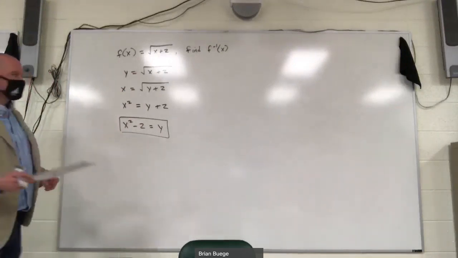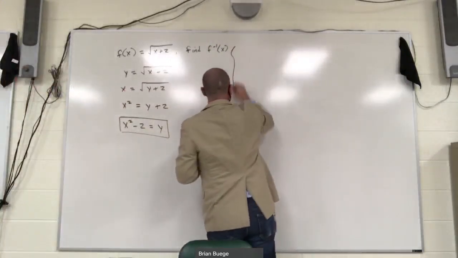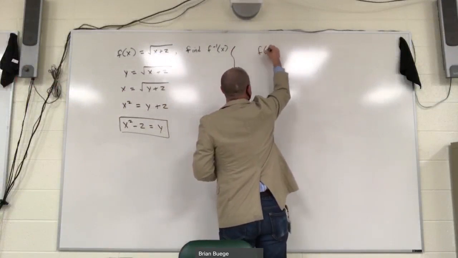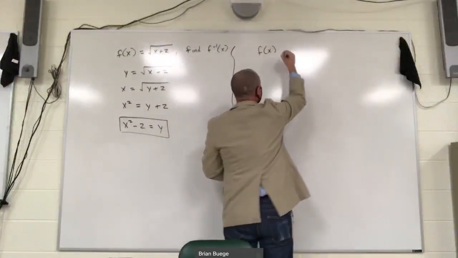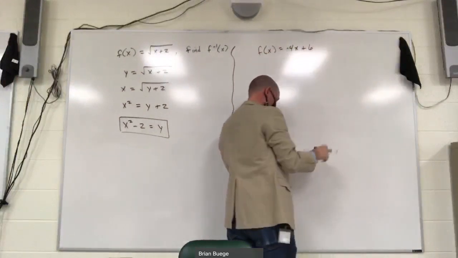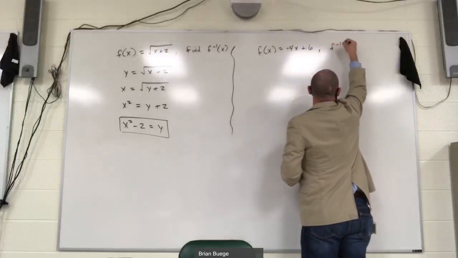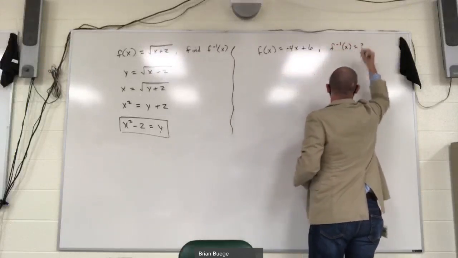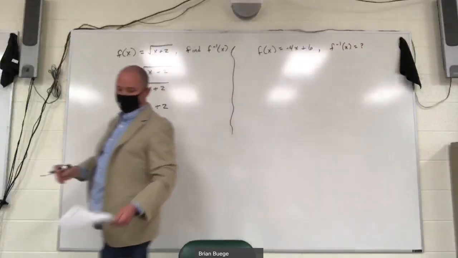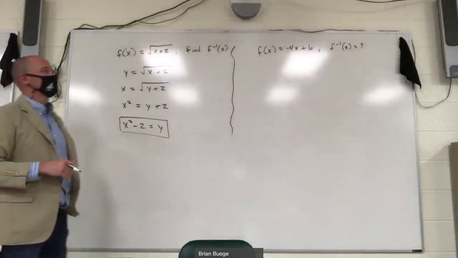Let's take a look at one more example here. Let's look at this last one. Is it example number 3? Yep. All right, so if our original function is negative 4x plus 6, we want to find the inverse equation, the inverse function.